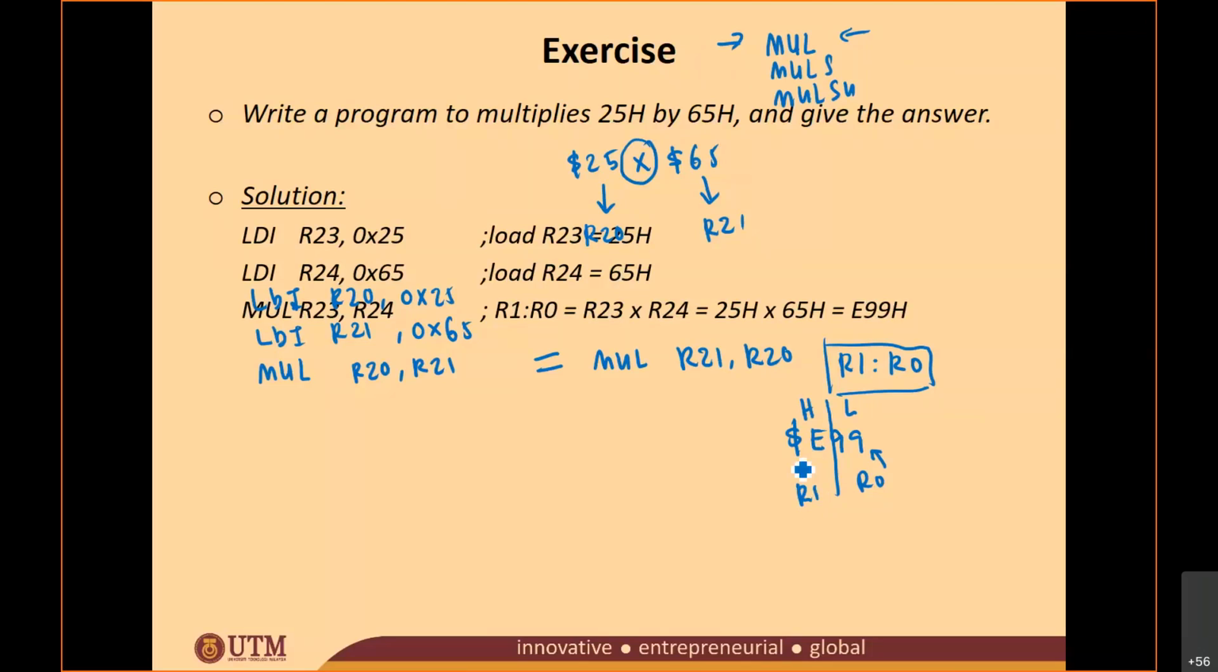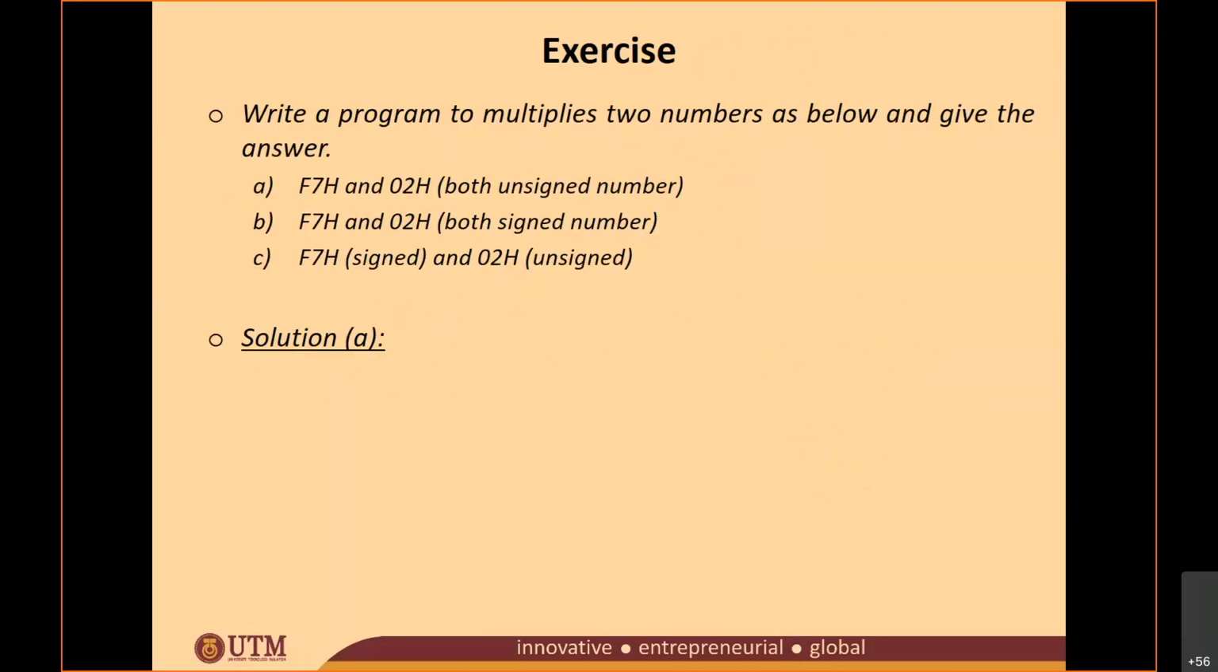Okay? Any question? Okay, if no question, then we go to the next examples. You are going to write a program to multiply 2 numbers as shown below, and give the answers. You have 2 numbers. The first is F7, and the second one is 02. You are going to multiply these 2 numbers. For A, both are unsigned numbers.